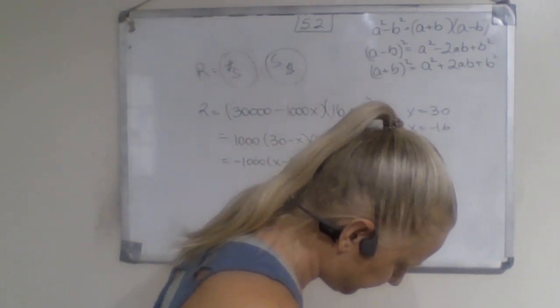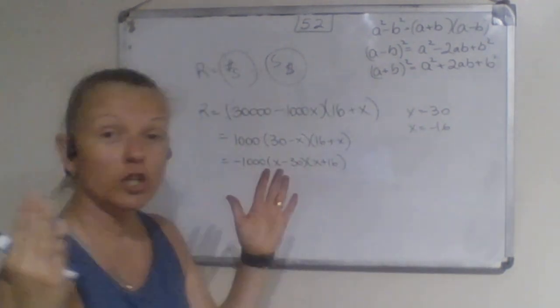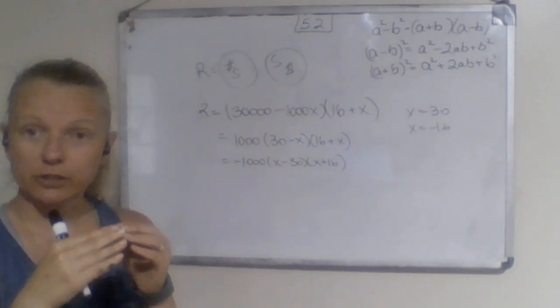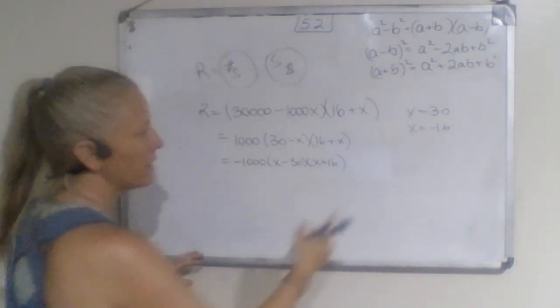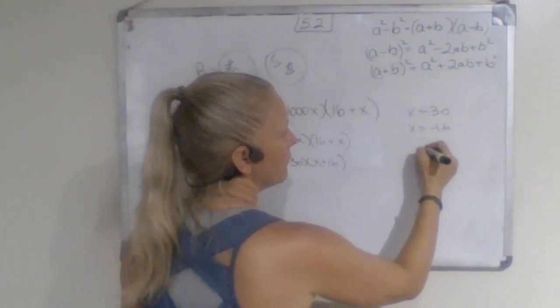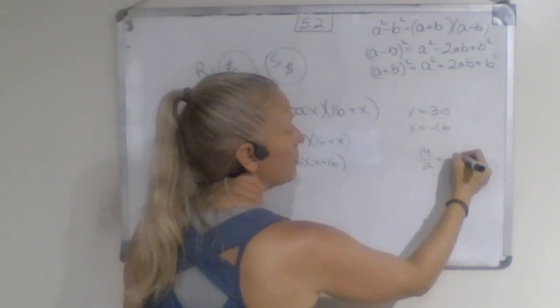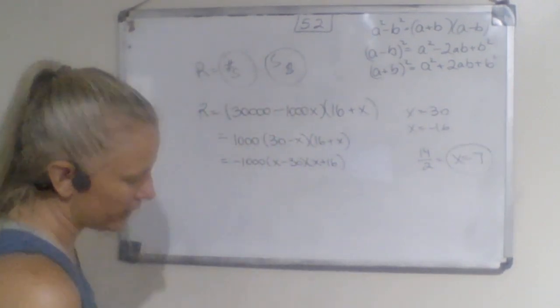They say also the value x that maximizes is your average. That's where your axis of symmetry is going to be. So if I go 30 plus negative 16, divided by 2, I get 14 divided by 2. My axis of symmetry is x equals 7. I know that part, right?